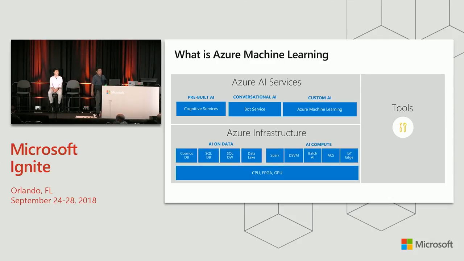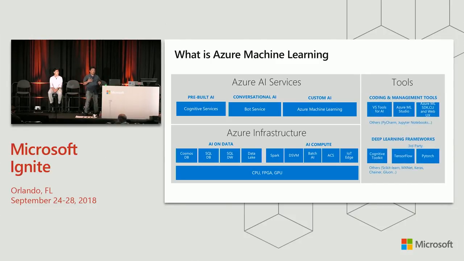So Azure Machine Learning is a service on top of the infrastructure that you probably already use. We leverage for data, we leverage Cosmos DB, Azure Data Lake. For compute, we leverage DSVM, Batch AI, we integrate with Databricks, and of course, we use Azure IoT Edge. And all of that is running on top of the common infrastructure.